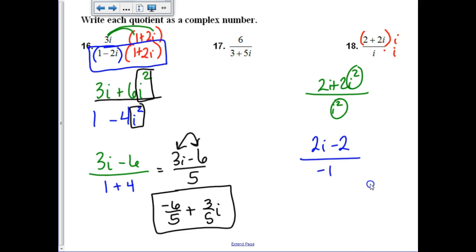All right. If you left your answer like this, like on a test or quiz, I'd be okay with it, but this is technically not in a plus bi form. First thing I notice is I'd have to reverse the order, and I'd have to distribute a negative 1 to each fraction. So it's going to become a positive 2 minus 2i. Yuck. All right, we're going to pause the lesson there.